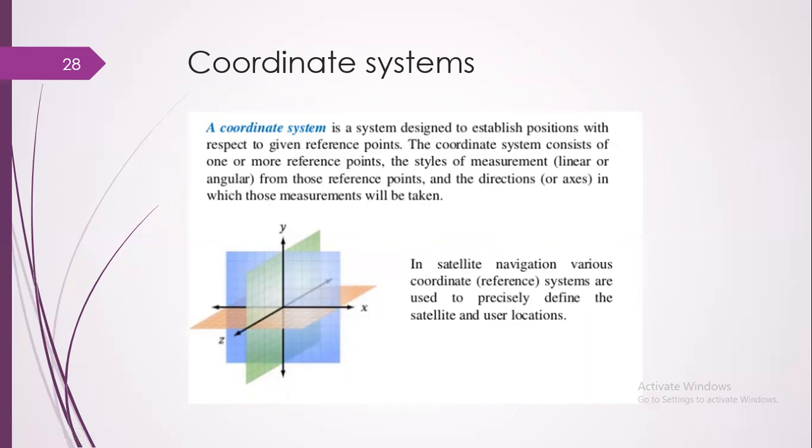With the respective negative axes included, they become the 6 axes: positive x-axis, negative x-axis, positive y-axis, negative y-axis, positive z-axis, and negative z-axis. In satellite navigation, various coordinate reference systems are used to precisely define the satellite and user location.